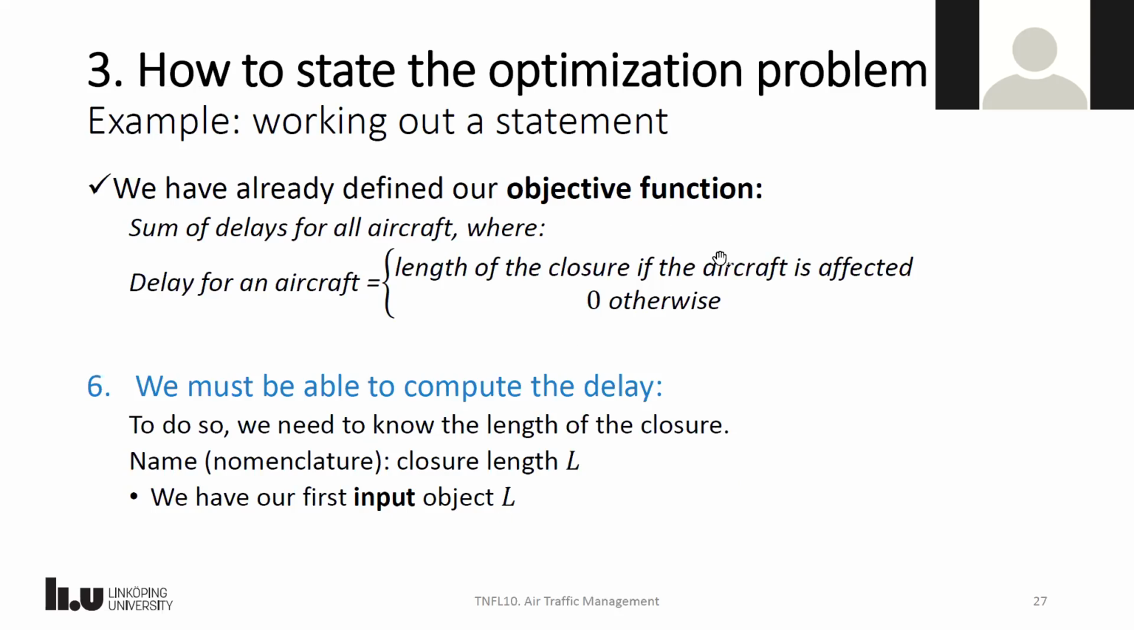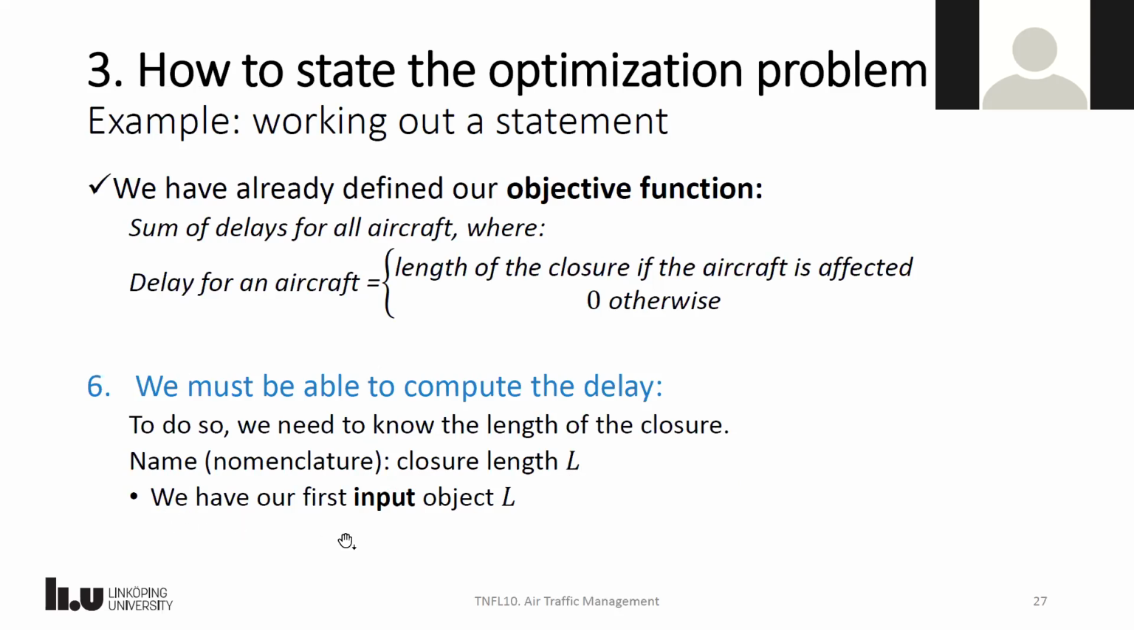And also we have to know what it means that the aircraft is affected. That's something that we have to define even further. So even if we have arrived at this objective function, there's still more to do. We have to be able to compute this delay. For that, we need, as I said, the length of the closure. We're going to name it because it's beneficial for us. We are going to name it with the letter L.